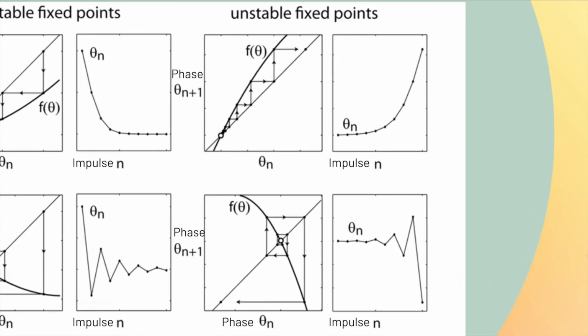Looking at the right side, two examples of unstable fixed points are shown. Here in the right subplots, the phases diverge with increasing number of impulses, and in the Poincaré maps, the lines that are drawn between the individual points tend away from the equilibrium, either in the staircase ascending fashion or in a spiral that gets ever bigger. In both cases, the equilibrium is thus an unstable equilibrium.